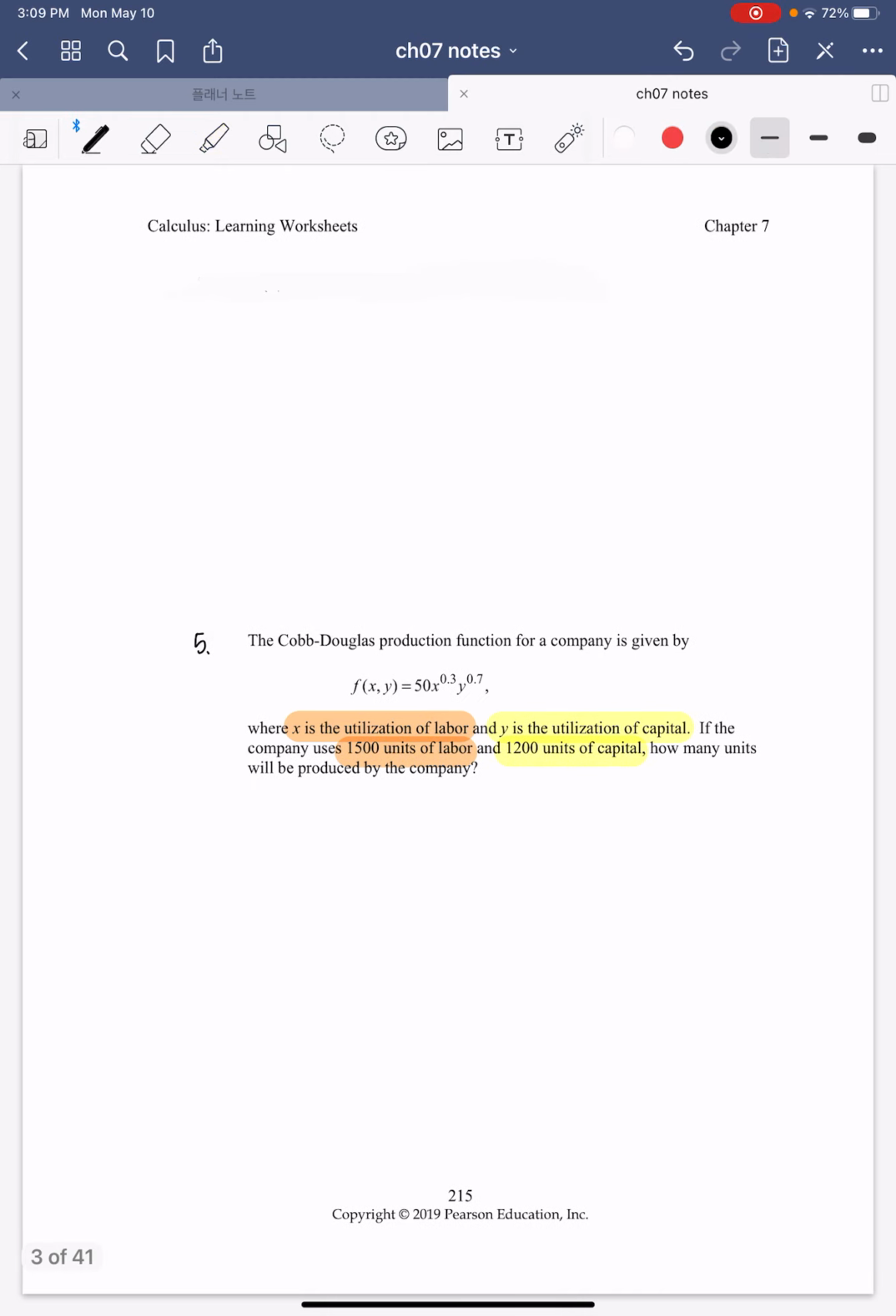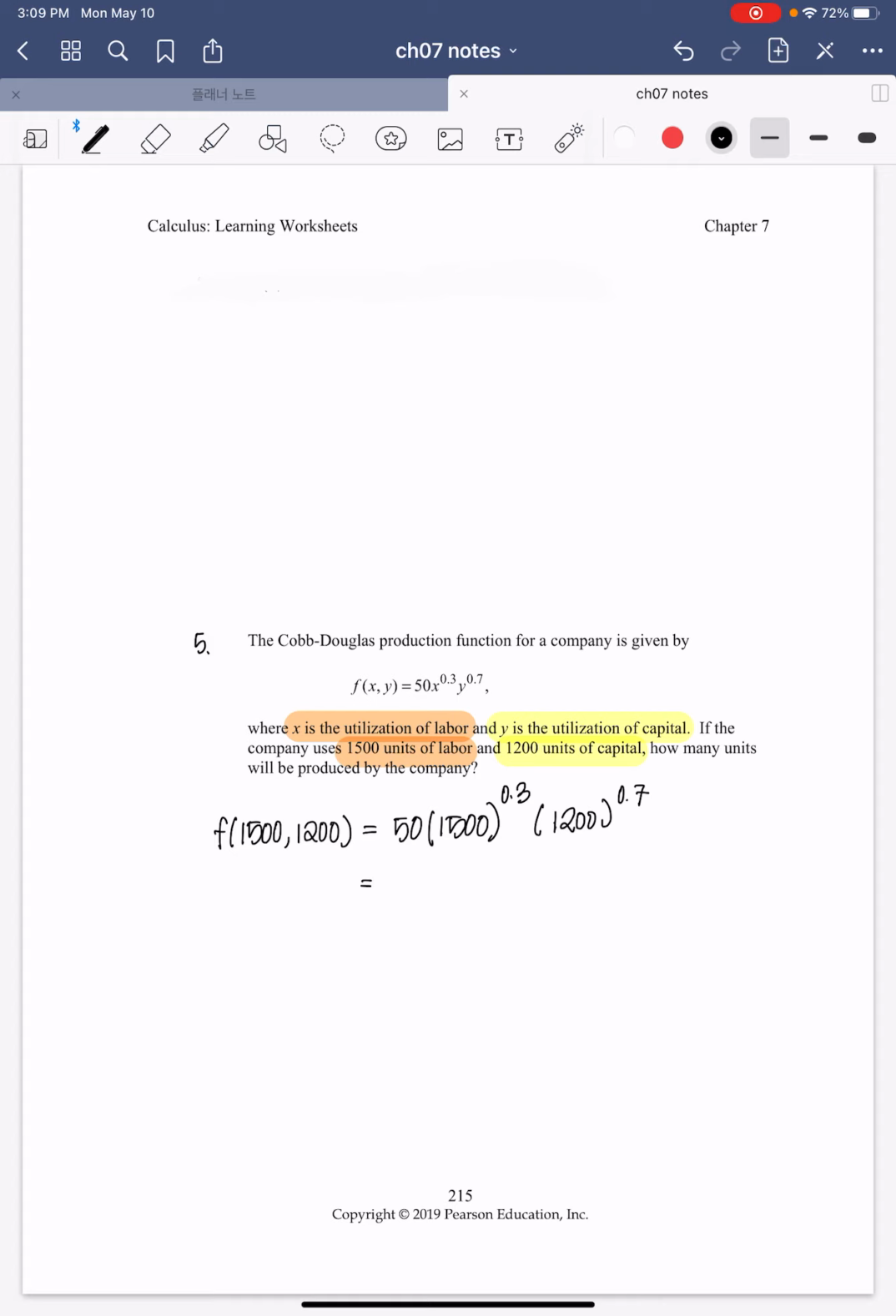So this is very simple. That means I want to find f of 1,500 comma 1,200. So I have 50 times x, which is 1,500, raised to 0.3, and then we have 1,200 raised to 0.7.